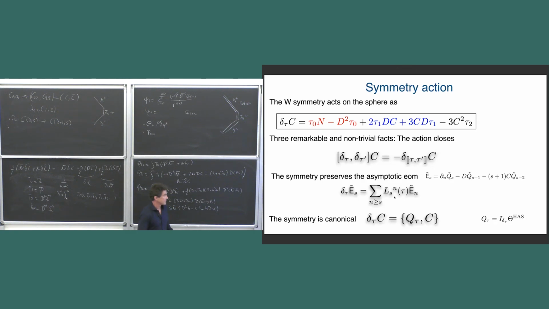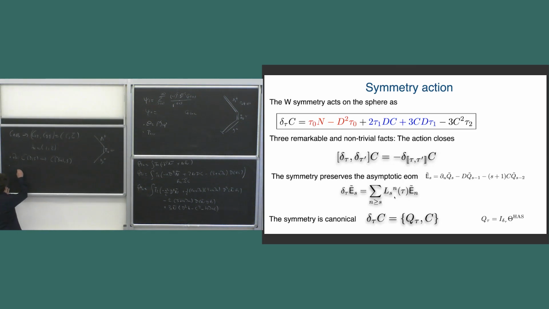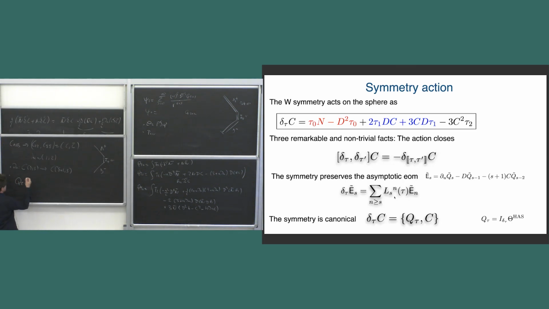And the last thing, which, if you know Noether, is simply a consequence of what we have said, is that this symmetry has a charge. This symmetry is canonical, and the charge we have constructed, remember this Q tau, which is this sum over S of the integral of Q tilde S tau S at the sphere I0, is the canonical generator of the symmetry.